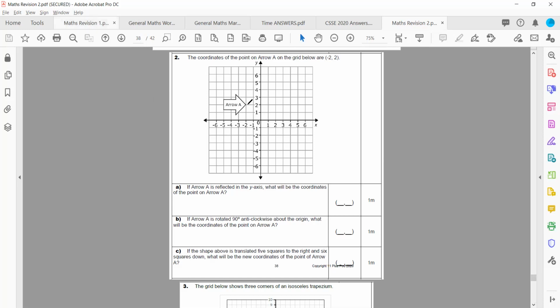So they're talking about this point here. Okay, so the coordinates of that point there are -2, 2. If arrow A is reflected in the y-axis, now remember the x-axis goes across. Okay, so an x goes across, and the y-axis is your vertical axis.